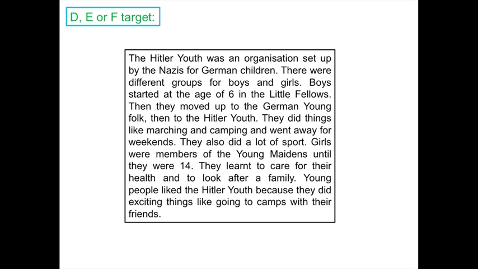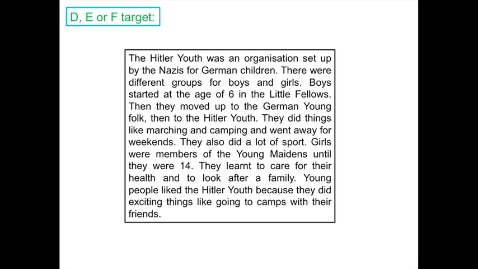This is a D, E or F target grade answer. The Hitler Youth was an organisation set up by the Nazis for German children. There were different groups of boys and girls. Boys started at the age of 6 in the Little Fellows, then they moved up to the German young folk, then to the Hitler Youth. They did things like marching and camping and went away for weekends. They also did a lot of sport.